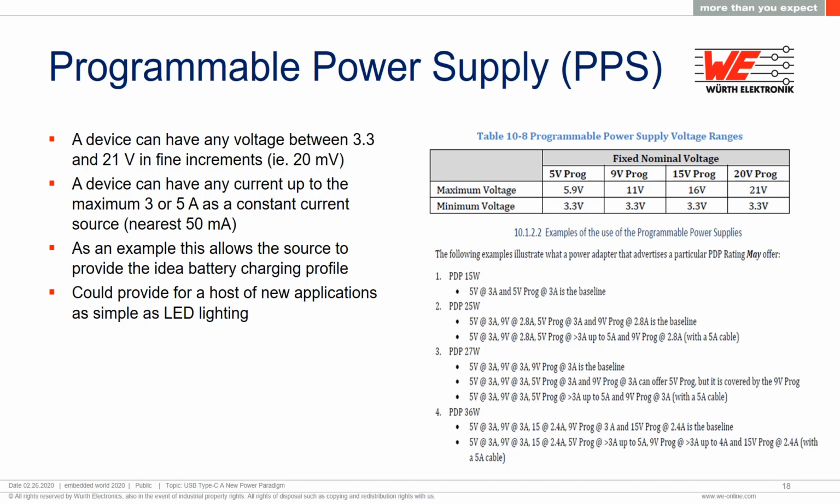LED lighting would be another good example of something where you could control the dimming of the light with the power source.